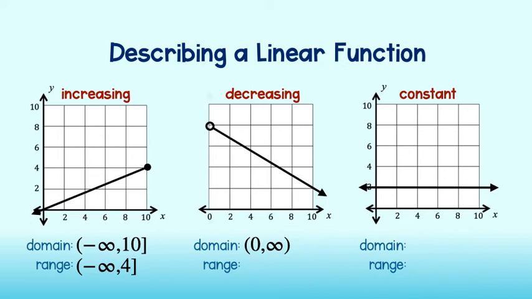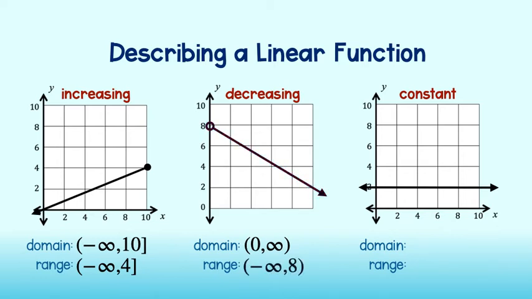Let's take a look at the range, or the y values. We see that it starts at 8 and continues downward forever, so our range is negative infinity, 8. Lastly, our graph that is constant points towards the left and the right. So my domain is negative infinity to positive infinity.